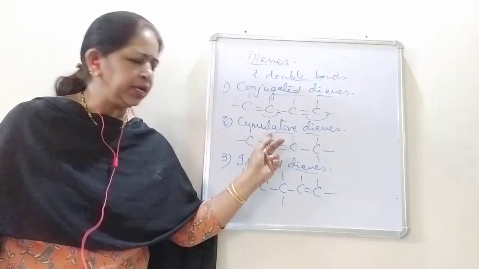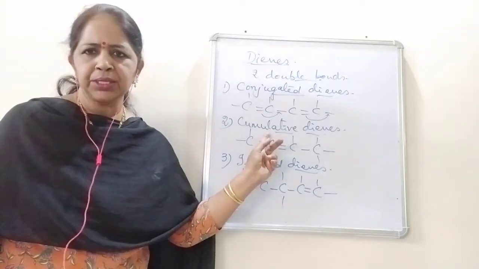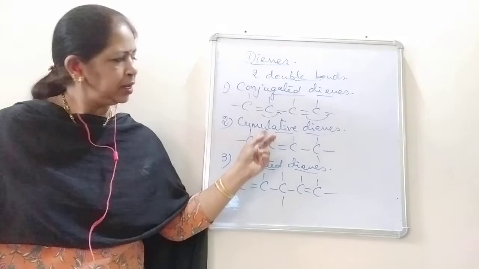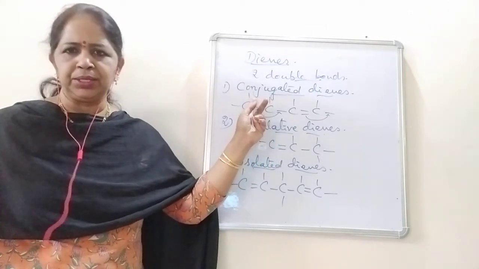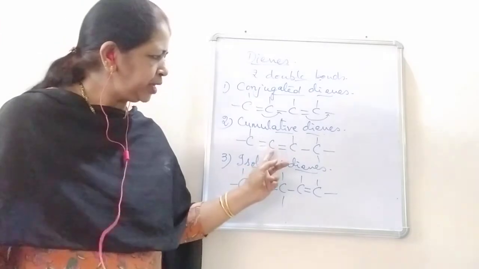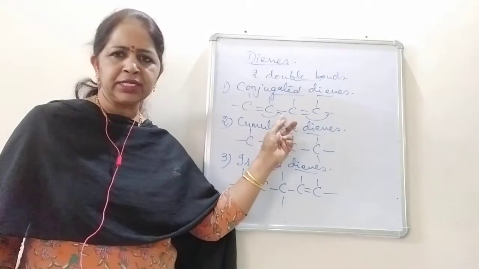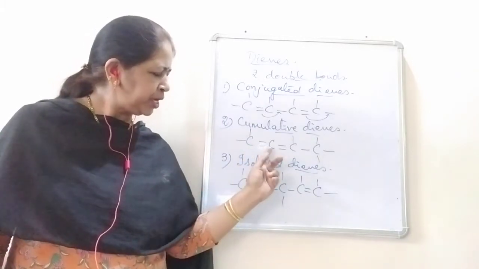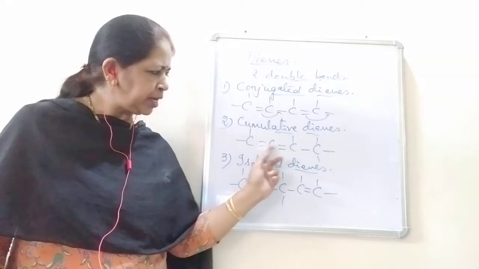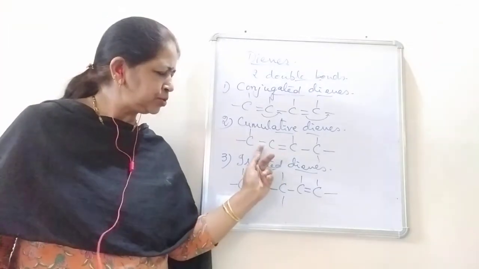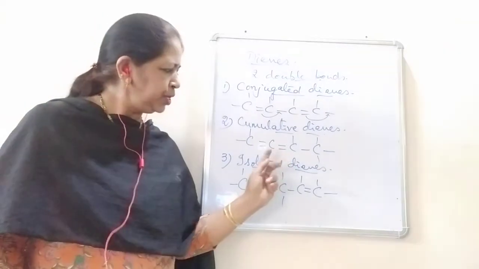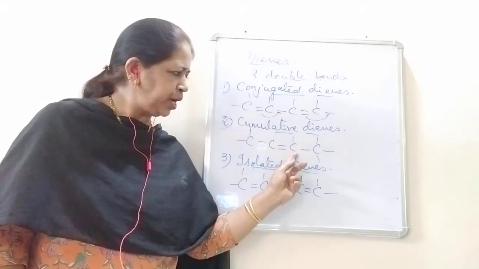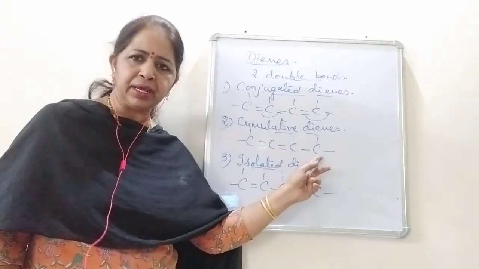In these cumulative dienes, the resonance or the delocalization of pi electrons is not possible. So, cumulative dienes are less stable when compared to conjugated dienes. Okay, students? And in this case, all the carbon atoms are not sp2 hybrid. You see here, this carbon has a double bond, it is sp2, but this carbon has double bonds on either side. That means this carbon has two pi bonds and two sigma bonds, so this carbon is in sp hybrid state, and the third carbon is in sp2 hybrid state, and the fourth carbon is in sp3 hybrid state.